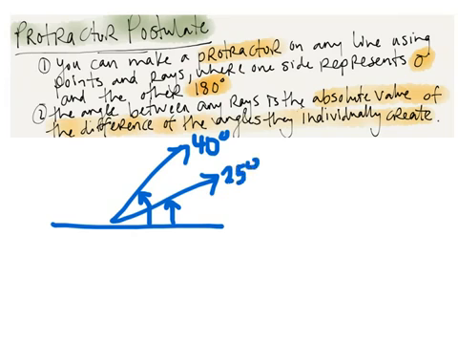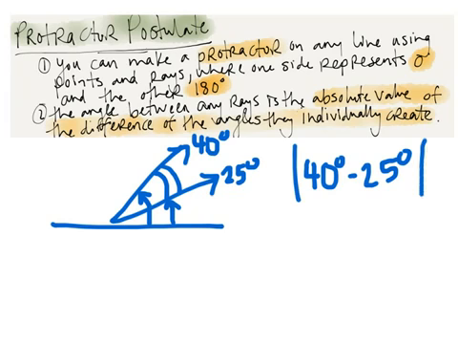So all it says is that I can find the measure of the angle in between by subtracting the two. So 40 degrees minus 25 degrees, and then finding the absolute value. So 40 minus 25 is 15 degrees. The absolute value of that is 15 degrees. So that means that this angle right here is 15 degrees. That's it.